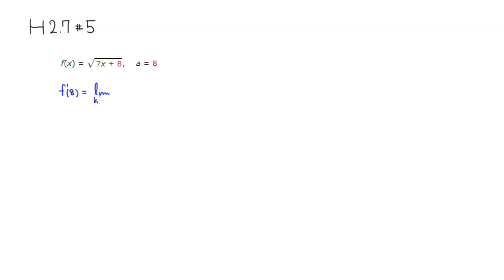as h approaches 0. Then we're going to have f of 8 plus h, minus f of 8, all over h. We're going to take care of the limit later. So as h approaches 0.